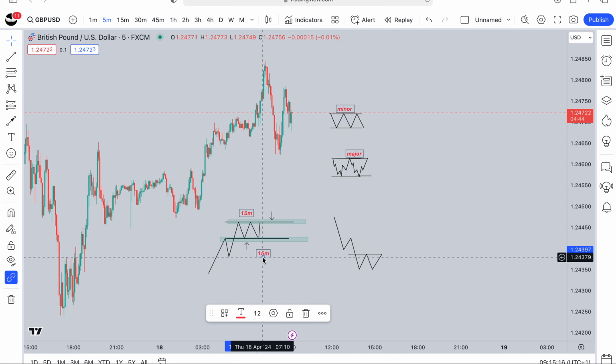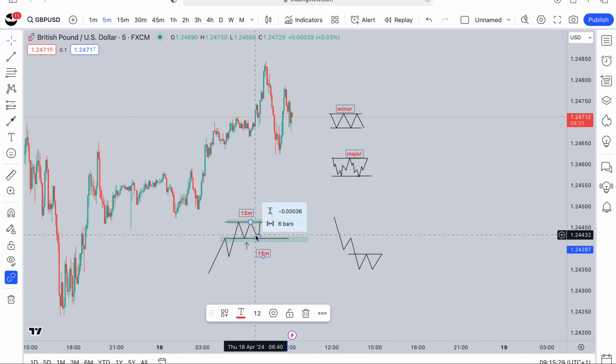I personally just enter on the first sign of rejection on the 5-minute time frame, but you guys can do whatever you want. You can just trade on the 1 hour, you could trade on the 5-minute, 15-minute, 1 minute, whatever it is. But so long as it follows this criteria, you will be okay.